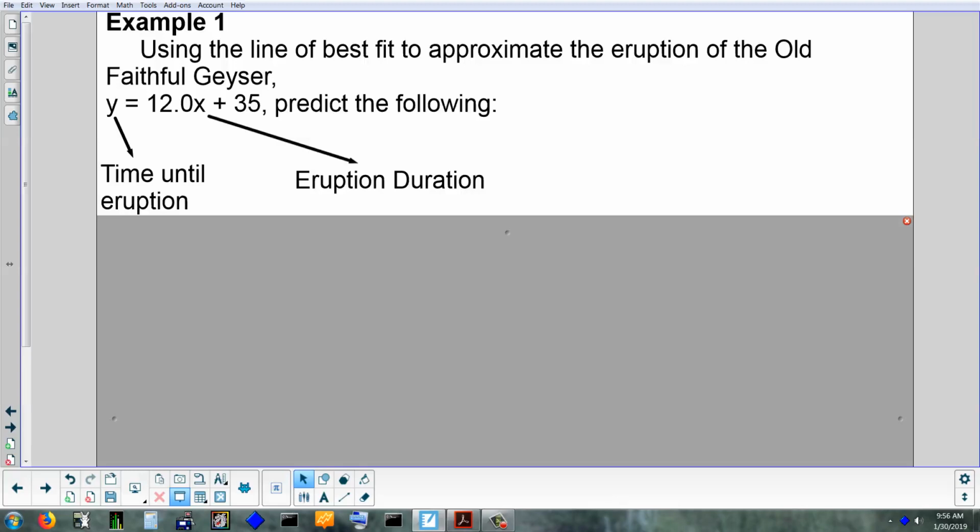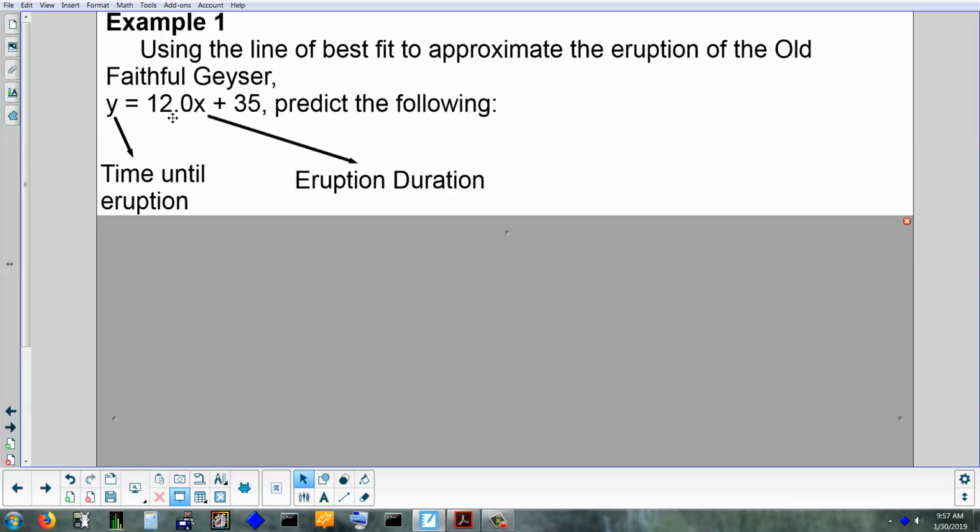So that would be our graph, right? On the bottom, my x would be my eruption duration. My y on the side, going up and down, going vertical, that would be my time until the next eruption. All right? But again, we don't have to graph it now. We're just saying if we did graph it, this would be our line of fit based on that information.